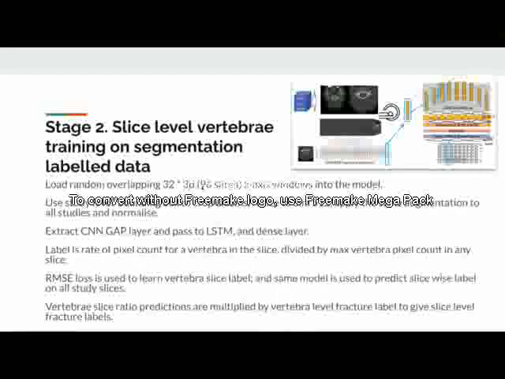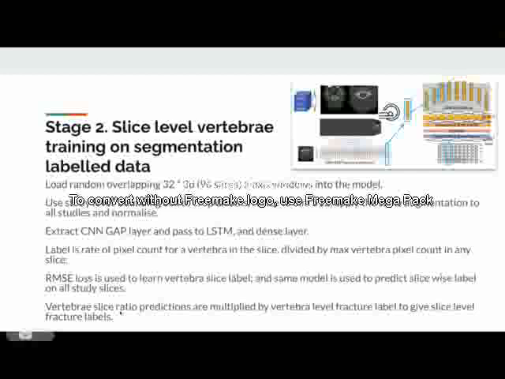So 32 by 3D, 96 slices along the Z-axis. We crop out the box, resize it to 512 by 512, pass it through the gap layer. The label is the ratio of pixel count for a vertebrae in the slice. So that ratio that we talked through. RMSE loss is used, and yes, again we use this model going forward as well, but this is just to learn that.